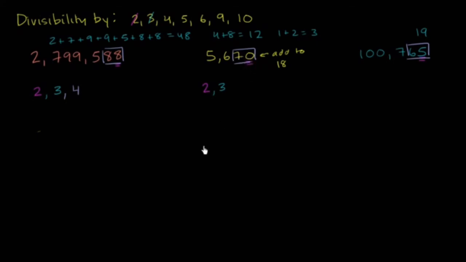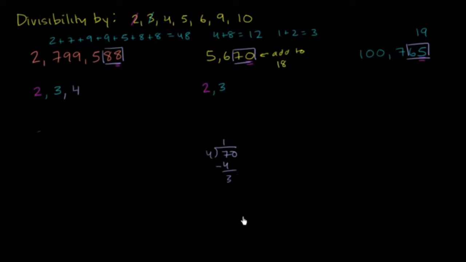And you could even try to divide it out yourself. 4 goes into 7 one time. You subtract, you get a 3. 4 goes into 37 times. You multiply. Then you subtract. You get a 2 right over here as your remainder. So it is not divisible by 4.